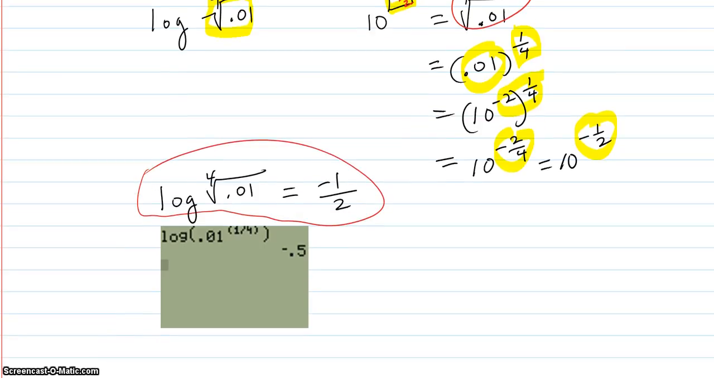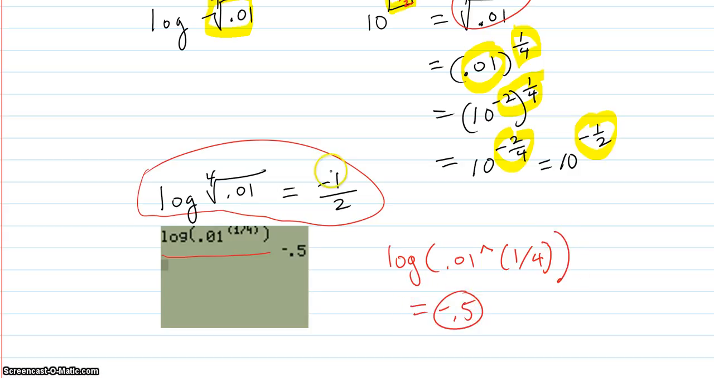And let's verify with the calculator. All these could have been verified in the calculator. Even the ones with non-base 10, like base 2, you can rewrite them by changing the base, but we'll go over that later. So here's how you'd have to write it. That would be log, and it puts a parenthesis, and then you put 0.01 to the up arrow, parenthesis 1/4, close parenthesis, enter, and that would equal negative 0.5, which is the same as negative 1/2.